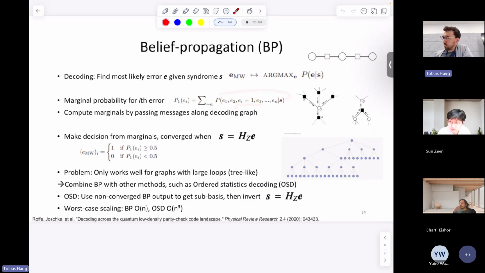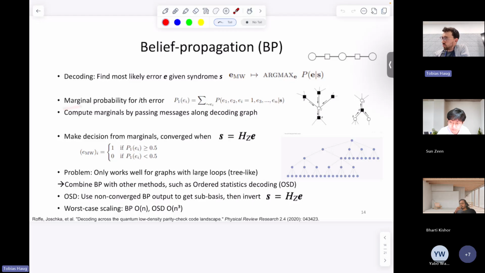It says the probability of observing the ith error in the 1 state, basically being 1, independently of all the other errors, right? So these are the marginal probabilities. Now, belief propagation is an algorithm that computes such marginals in a local manner.